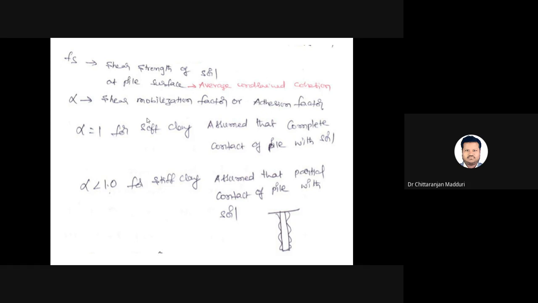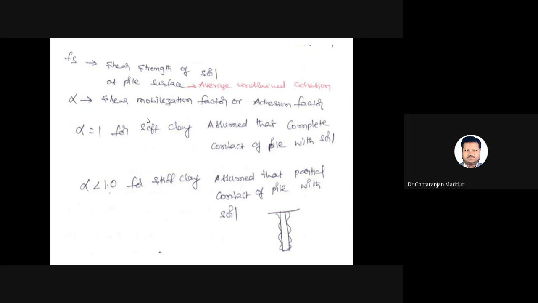So in the case of stiff soil, there will not be any complete contact. There will be some gaps between the pile and the surrounding soil. So it is assumed that there is partial contact of the pile with the soil. That's why alpha is less than 1.0 for stiff clay.